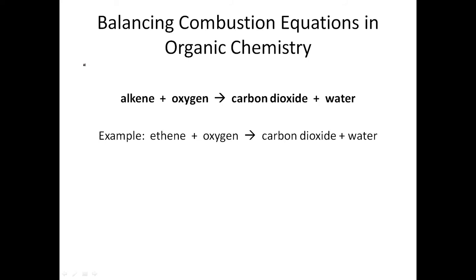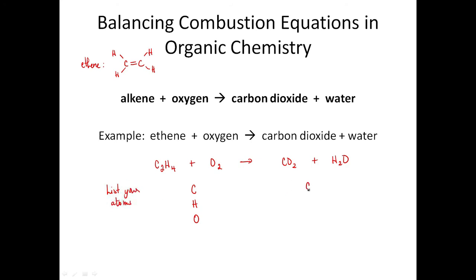Next up, ethene being combusted in oxygen. When ethene combusts in oxygen, carbon dioxide and water are also given off. You want to list out the types of atoms on the left side of the equation as well as on the right side of the equation. Then you want to write down how much of each of them are present.